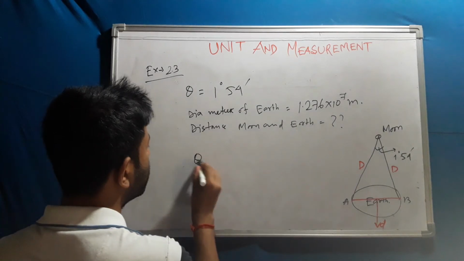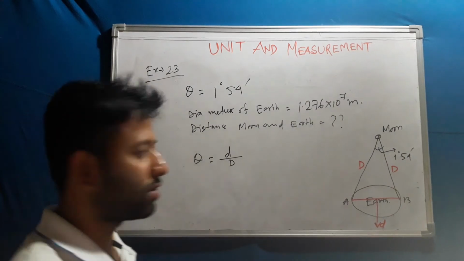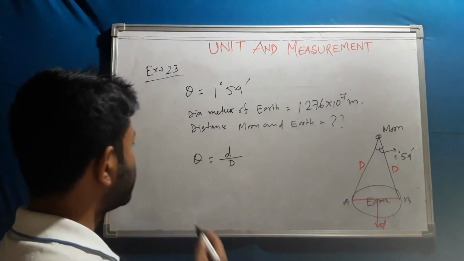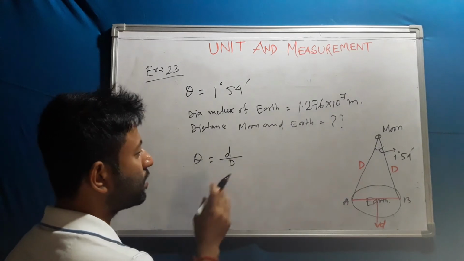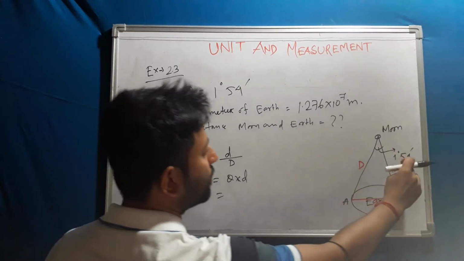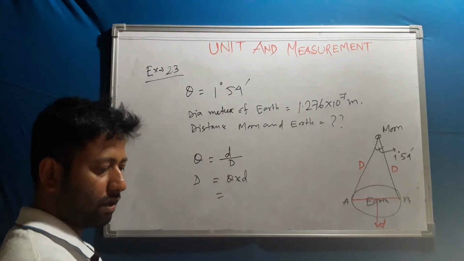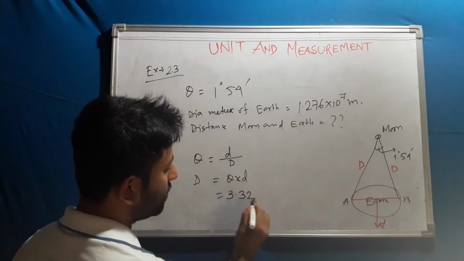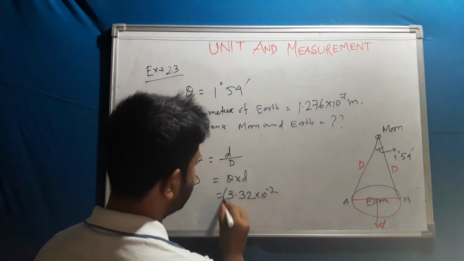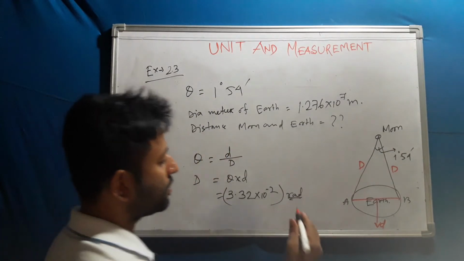So how do I calculate this? I know theta equal to small d by capital D. Earlier I mentioned this as B, but it's okay, you can consider small b. My motto is to find D. So D will be b divided by theta, and theta is given as 1 degree 54 minutes. Whenever I convert this into radian, it comes to 3.32 into 10 to the minus 2. This is in radian, you must remember this. So I have to convert this first into radian.